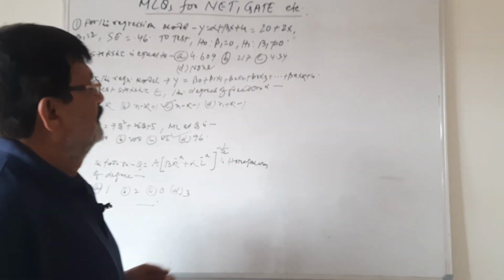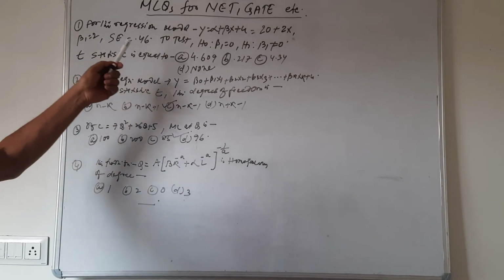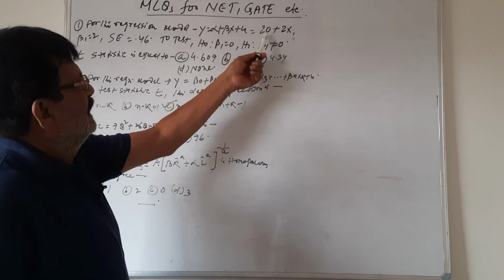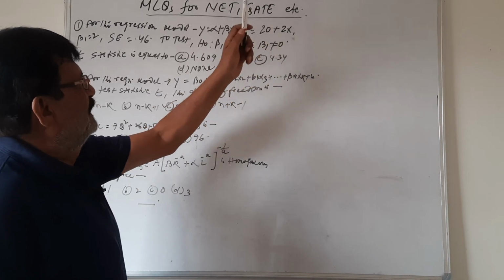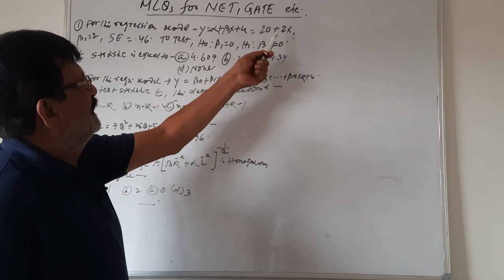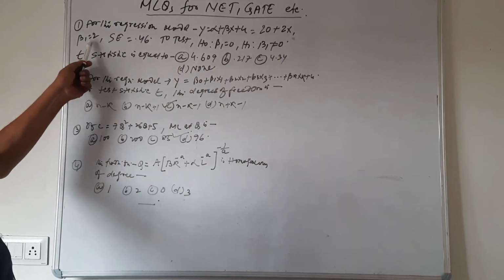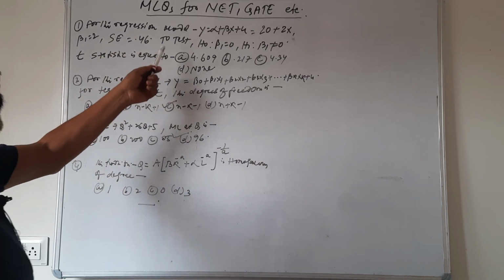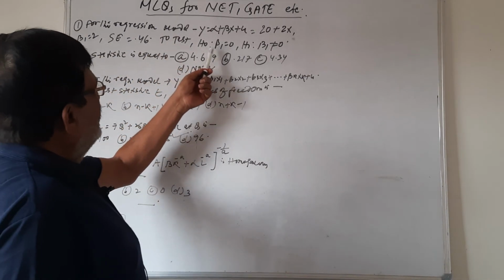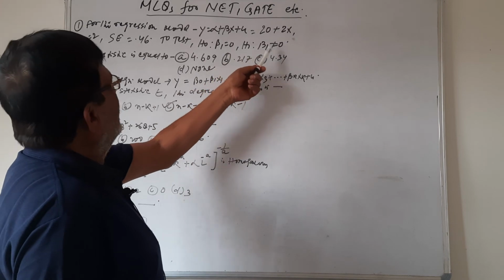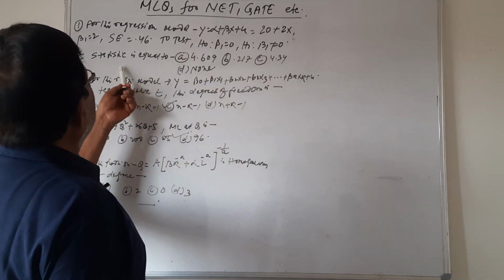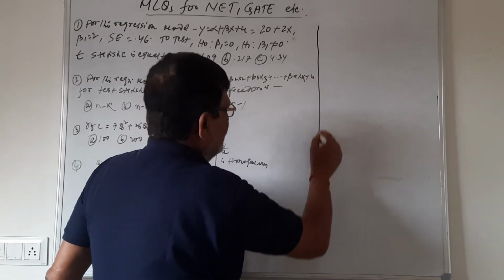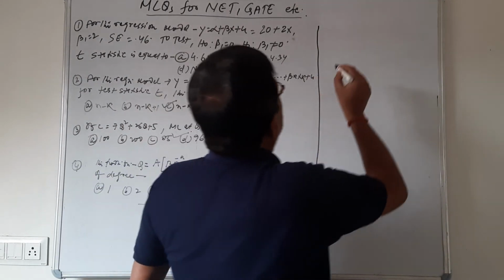Let us start. For the regression model y = alpha + beta x + u, the estimated line is 20 + 2x. So alpha is 20 and beta is 2, and the standard error of the estimate is 0.46. To test H0: beta = 0 against H1: beta not equal to 0, the t statistic is used.